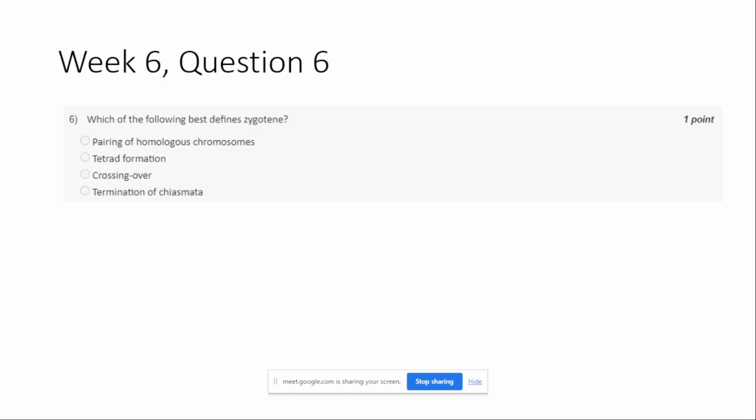Termination of chiasmata is also not possible, right? Because chiasmata will form later, actually in diplotene. You will be able to see the chiasmata starting from diplotene. So you can't see the termination of chiasmata in zygotene. So the first option is right. The answer is the pairing of the homologous chromosomes.